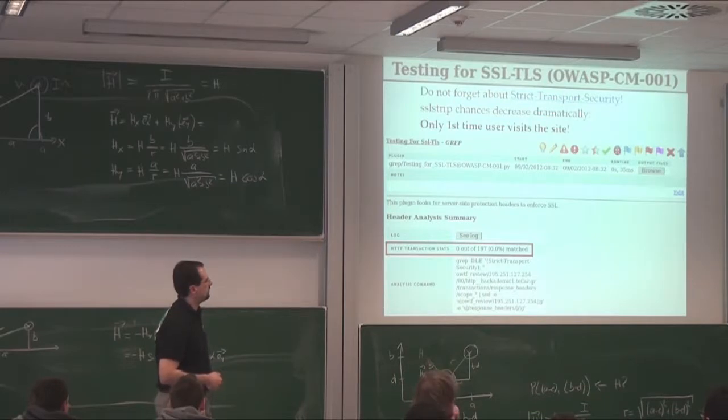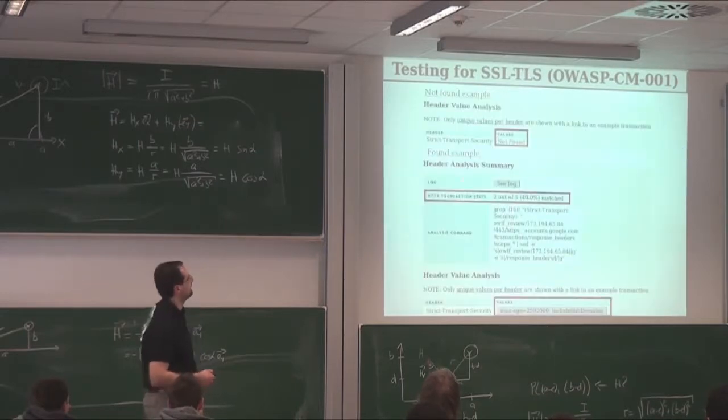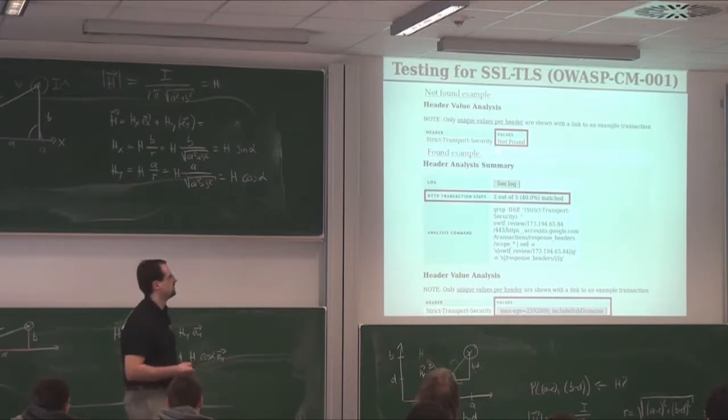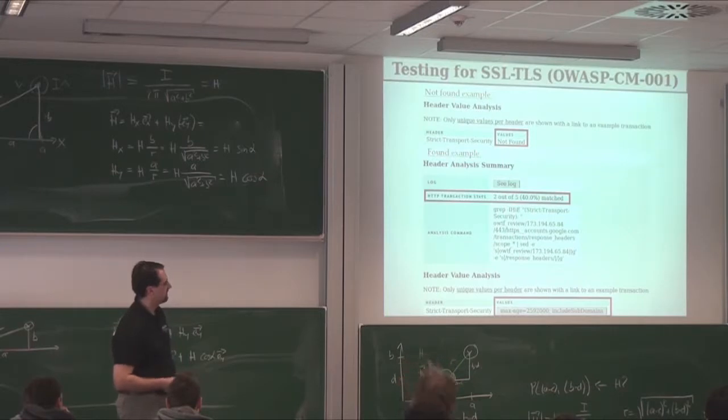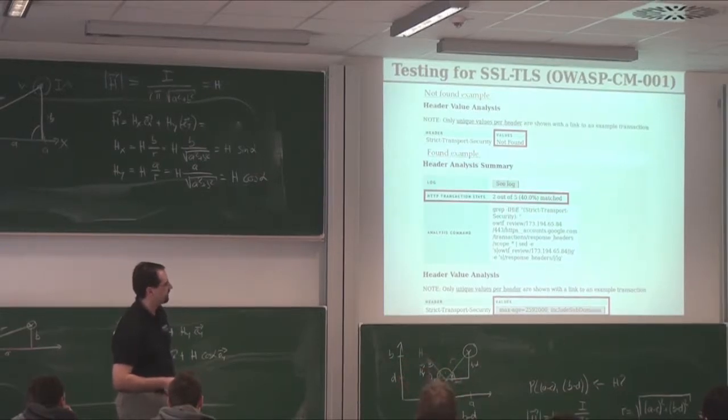And in this case, we have the statistics. The statistics are useful because in one line you see what's going on. So in this case, you see that out of 200 transactions, this header was never found. Okay, so this is useful to know. And this is the header value analysis. The only value that was found is this, there was no value, it's just not found. And in this case, this header was found. So you see that in 2 out of 5 transactions, it was found, and this was the unique value.